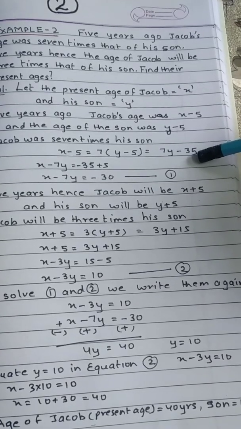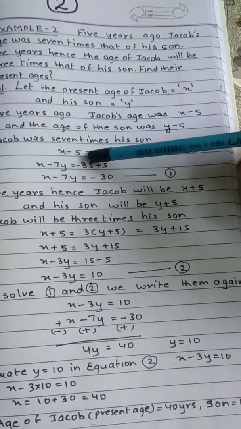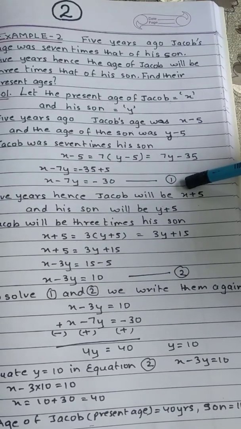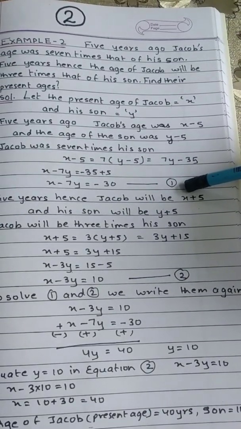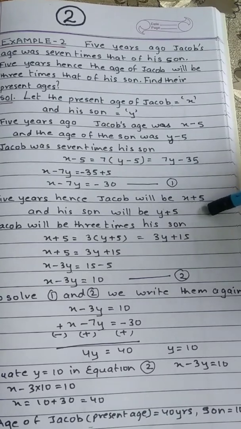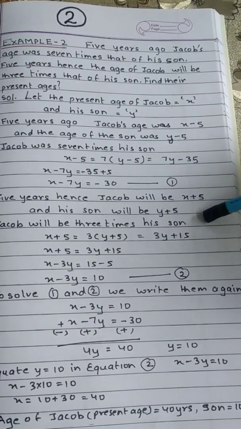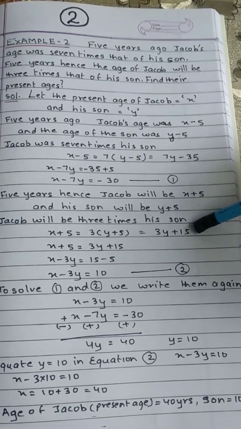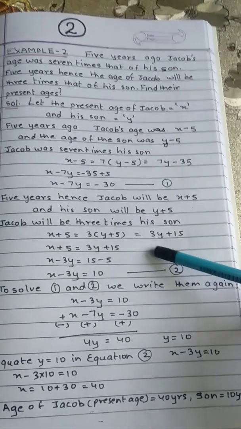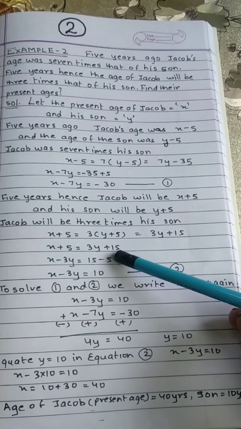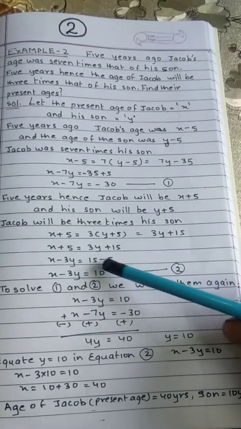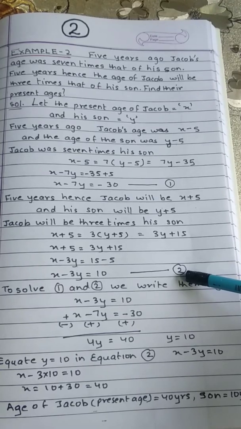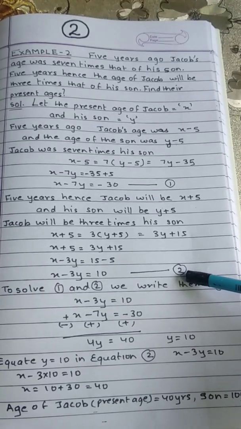7y minus 35. 7y this side, minus 5 this side. First equation is x minus 7y equals minus 30. 5 years hence, Jacob becomes x plus 5, son becomes y plus 5. Relation is Jacob is 3 times his son. Multiply: 3y plus 15, 5 this side and 3y that side. So the second equation is x minus 3y equals 10.